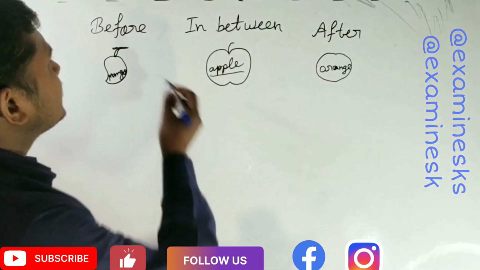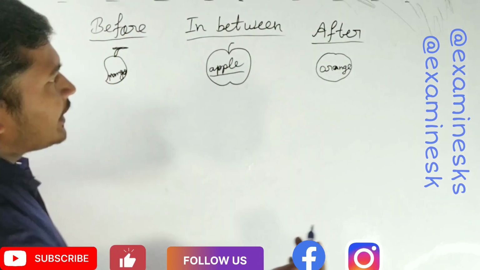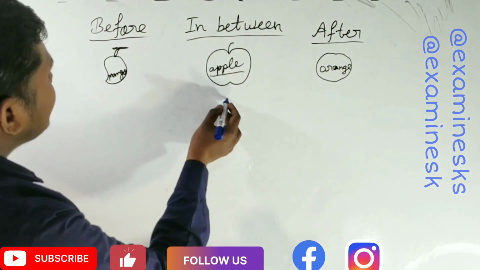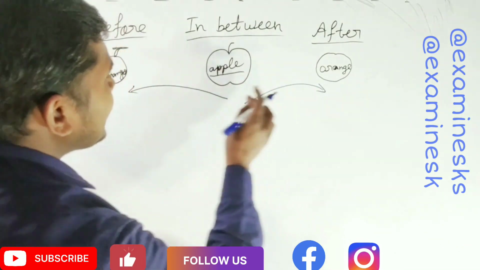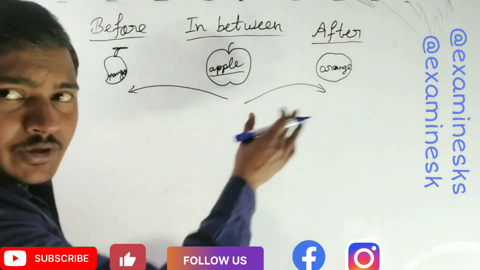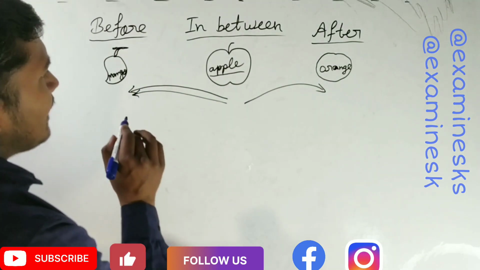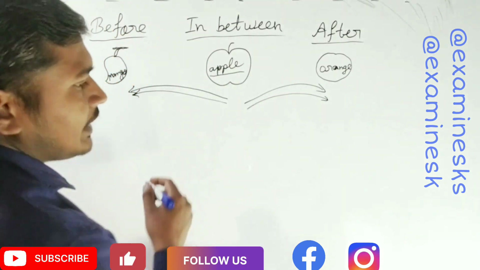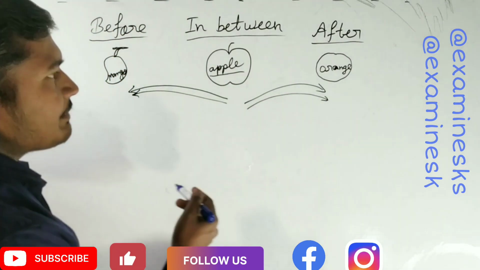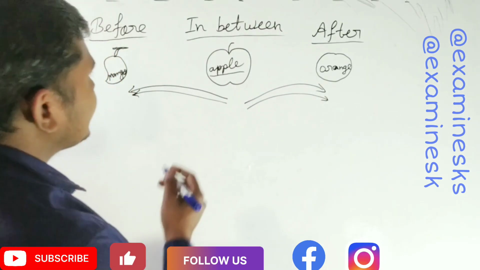Next topic is before, in between, after. Here an apple is between mango and orange. Mango is before the apple and orange is after the apple.